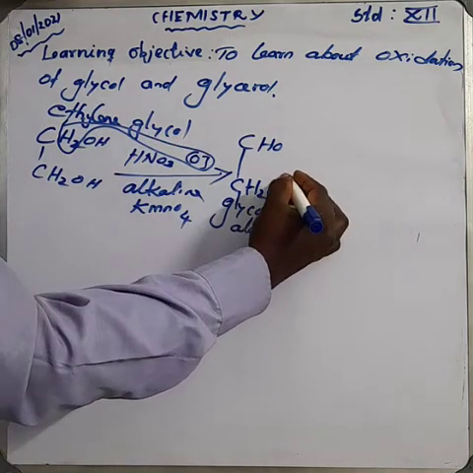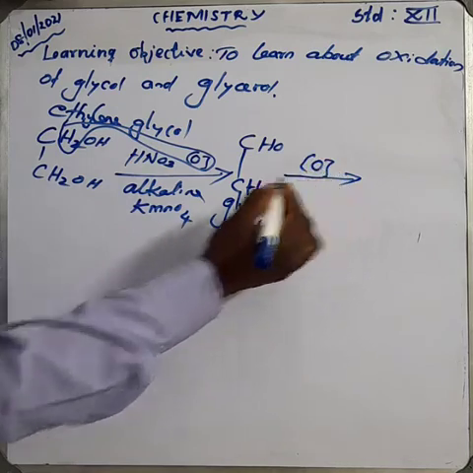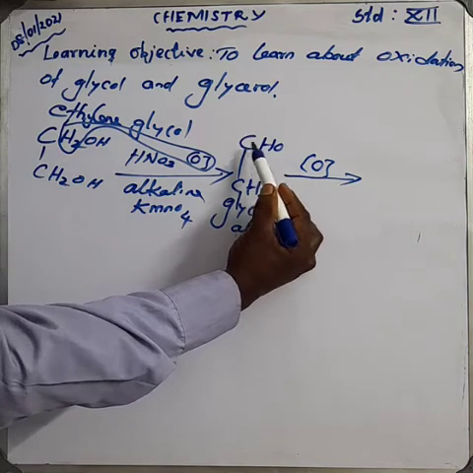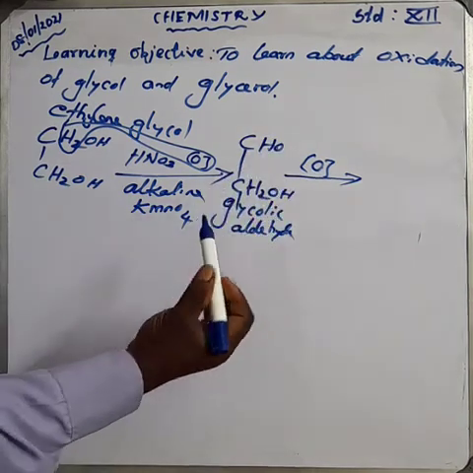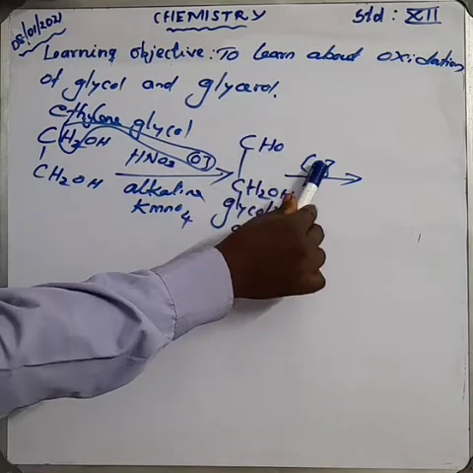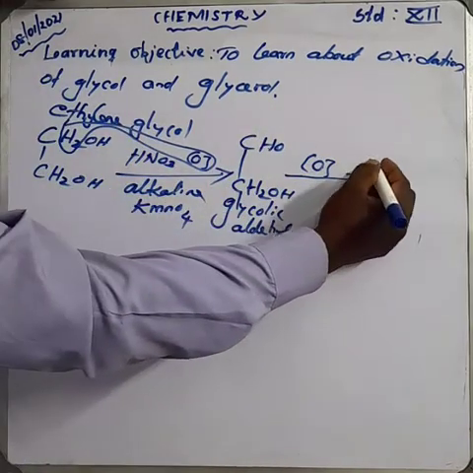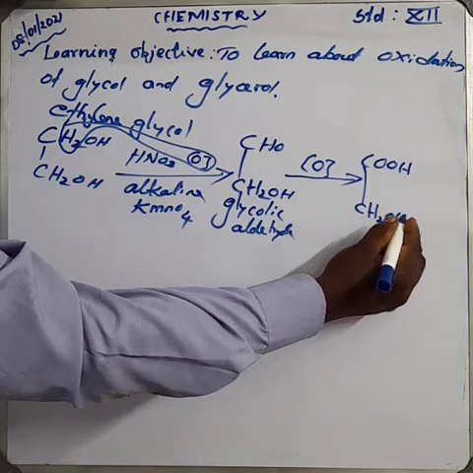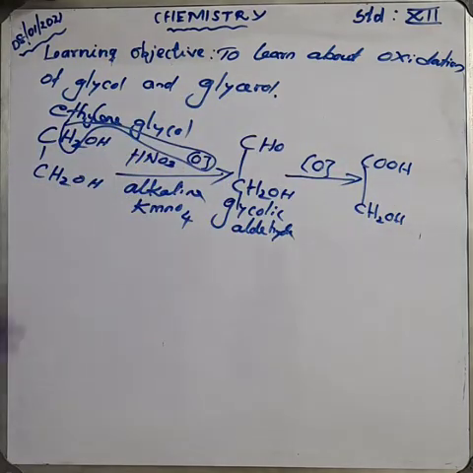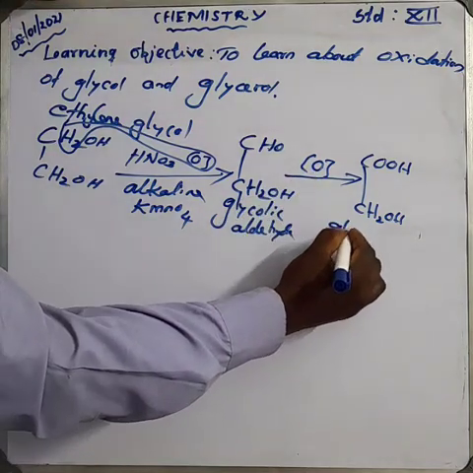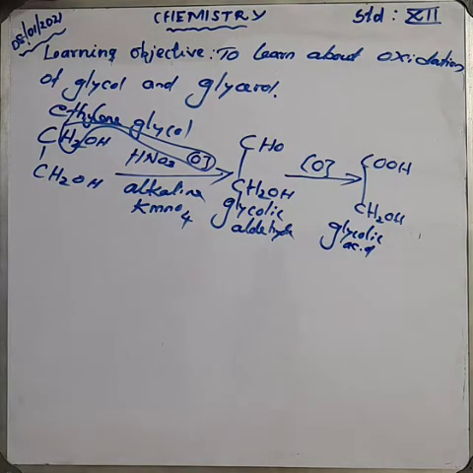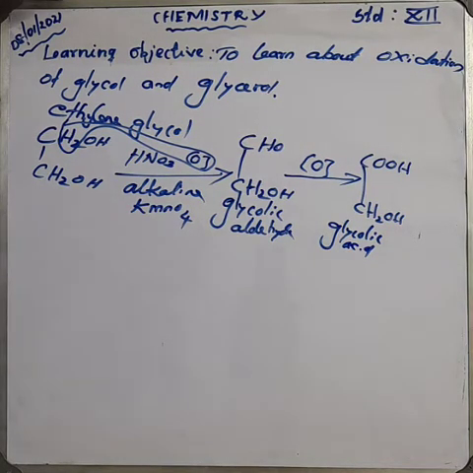Anyhow, again it undergoes oxidation. Here, oxygen is added. So the product is COOH. That is, aldehyde is converted to acid, that is COOH, CH2OH. Here already it is converted. So the name of the compound is glycolic acid. Okay? And again this undergoes oxidation.